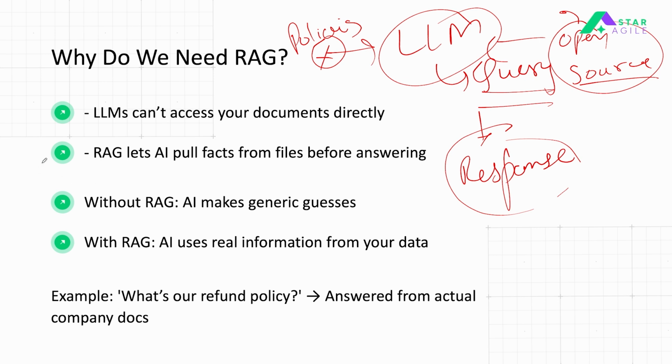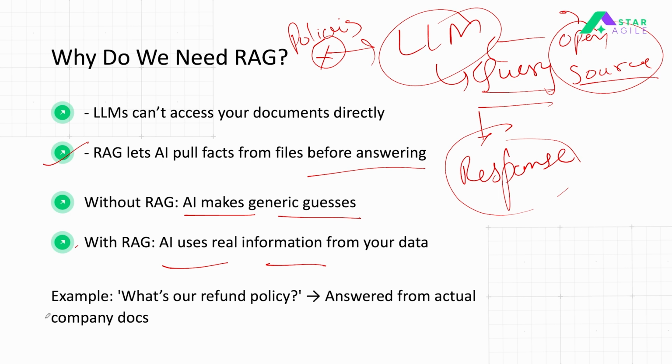Here RAG will help you. Here RAG comes to our rescue. So RAG will let AI get all the facts from the relevant documents, and then it will look at those documents before generating the answer that we want to get. So without RAG, AI will make generic guesses, right? Its response will not be accurate, which can lead to bad customer experience as well. With the help of RAG, AI will use the real information which is contained inside our data set and then use that information to generate accurate answers.